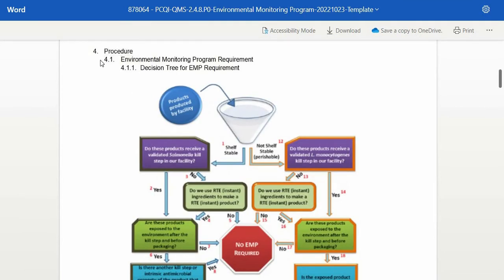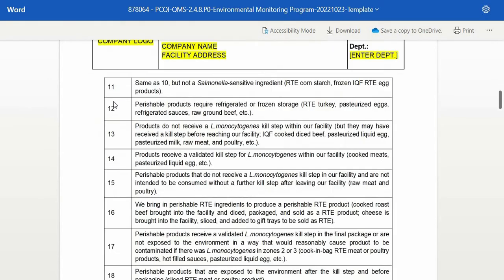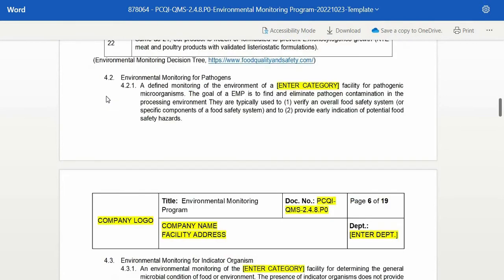It includes 1. Environmental monitoring program requirements such as the decision tree for EMP requirement and the process steps. It also includes the environmental monitoring for pathogens, a defined monitoring of the environment of a category facility for pathogenic microorganisms. The goal of an EMP is to find and eliminate pathogenic contamination in the processing environment.